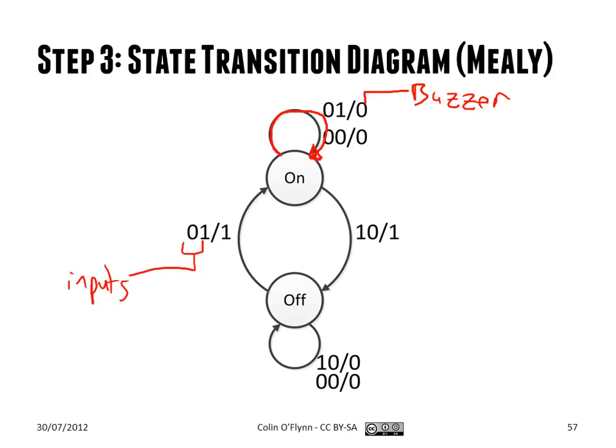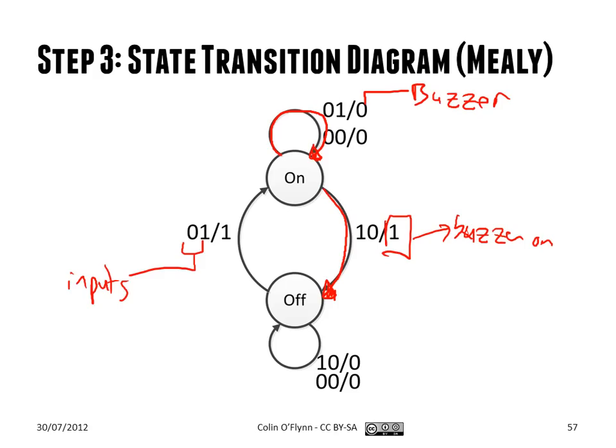If you're in the on state and you press the off button, as expected, we move to the off state. We also activate the buzzer, though, during that transition. So what I've done is added this slash one to say the buzzer is on. Once we get to this off state, the buzzer will always turn off because now it's staying in the same state.